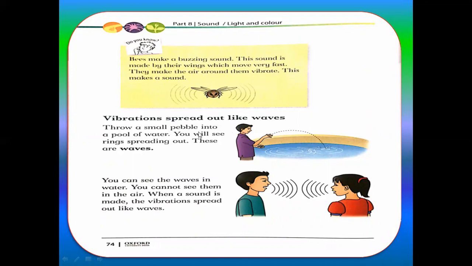Throw a small pebble into a pool of water. You will see rings spreading out. These are waves. You can see the waves in the water. You cannot see them in the air. When a sound is made, the vibrations spread out like waves.